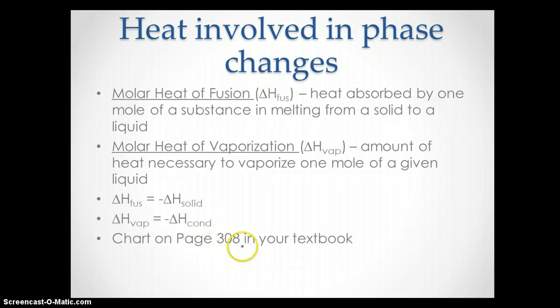And these are all in your book on page 308. So there's a chart of heats of fusion and heats of vaporization, and we're going to be using those quite extensively. Now, if you'll notice in the chart, the heat of fusion is equal to the negative heat of solidification. So you're not given the heat of solidification because it's equal to the heat of fusion. It's just a negative value. So it's heat that's released rather than heat that's absorbed. Same thing with heat of condensation and heat of vaporization. They are equal in amount, they're just opposite in sign. So we're going to use that chart on page 308. If you have your book handy, you might want to open it up.